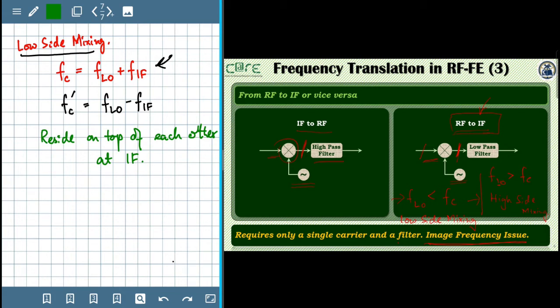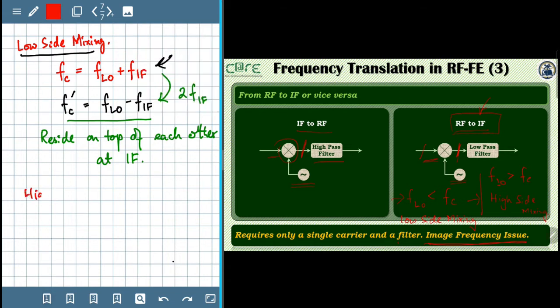Whenever you move the signal from RF to IF, not only is your desired signal converted to the IF, but also another signal at FC dash, which is spaced 2 times FIF apart from your signal of interest, also gets translated to the same intermediate frequency. And if that portion of the spectrum is non-empty, being occupied by some interfering signal, that is basically introducing distortion in your system. The same problem happens in high side mixing. It's just the other way around.